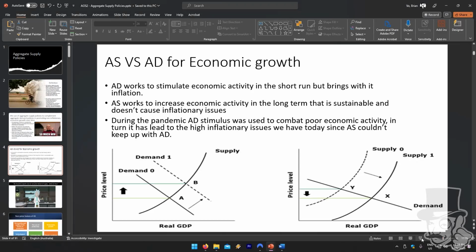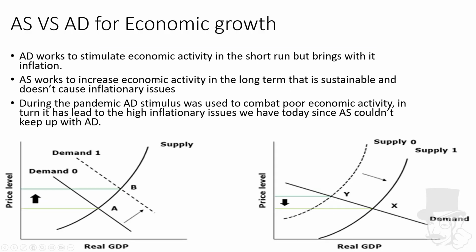What we do like though is AS for this, because it increases economic activity in the long term that is sustainable and does not cause inflationary issues. During the pandemic, for example, AD stimulus was used to combat poor economic activity. So it helped. Like in 2020-21, the economy didn't crash as hard as everyone expected. I mean, it did, we did have the recession, but it could have been a lot worse.